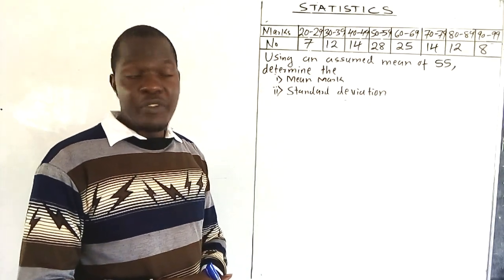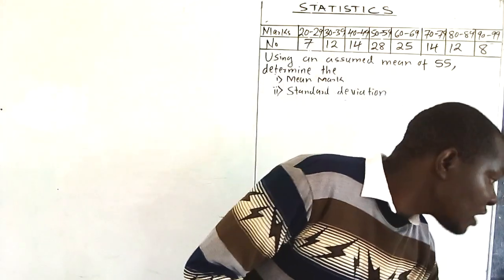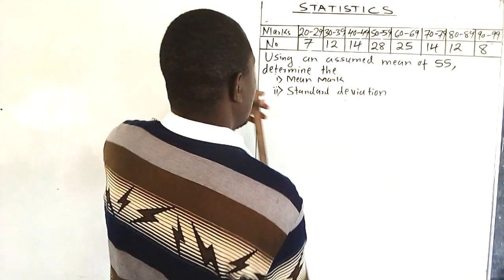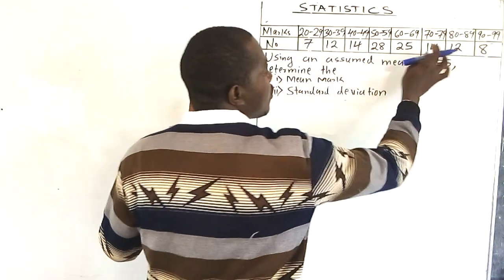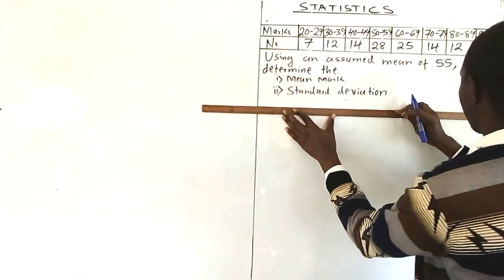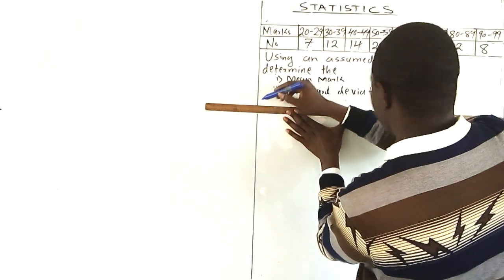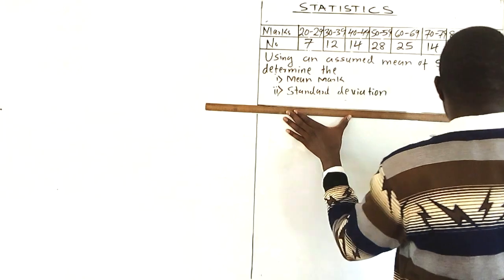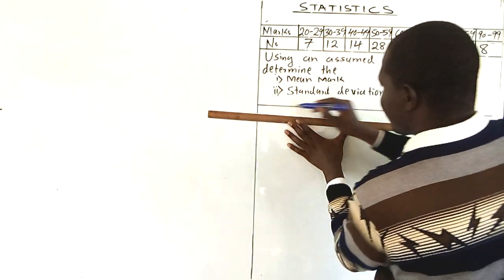standard deviation. So we need to construct a table with how many values? 1, 2, 3, 4, 5, 6, 7, 8, 9. So those are 9 rows. Construct a table with 9 rows. A table with 9 rows.